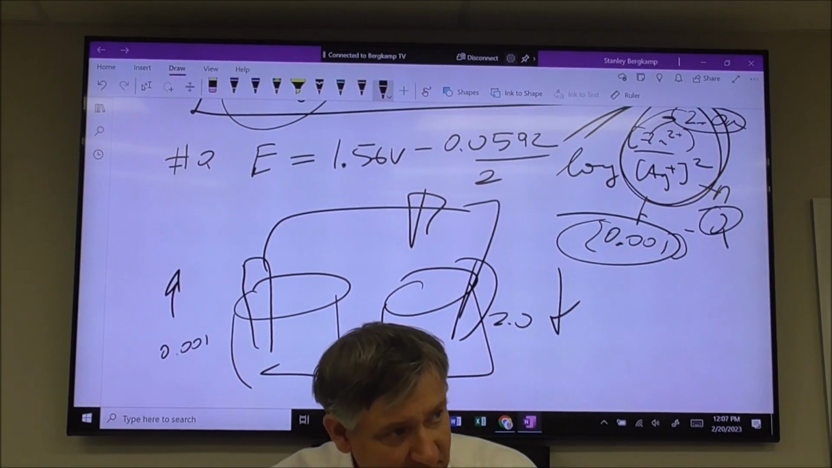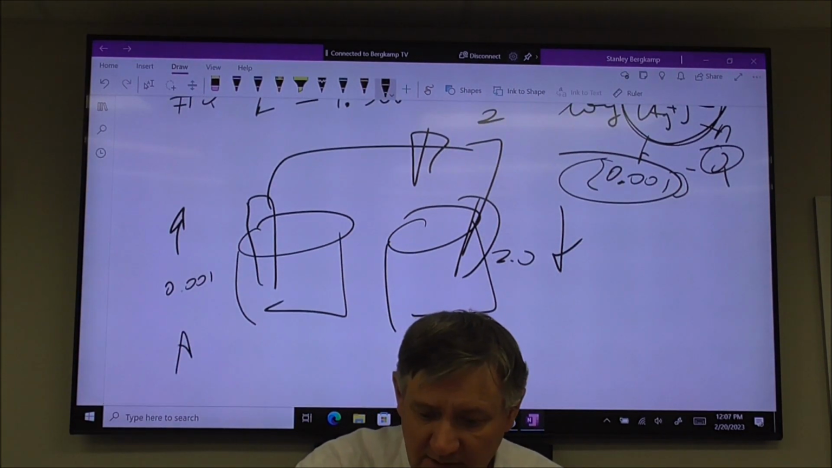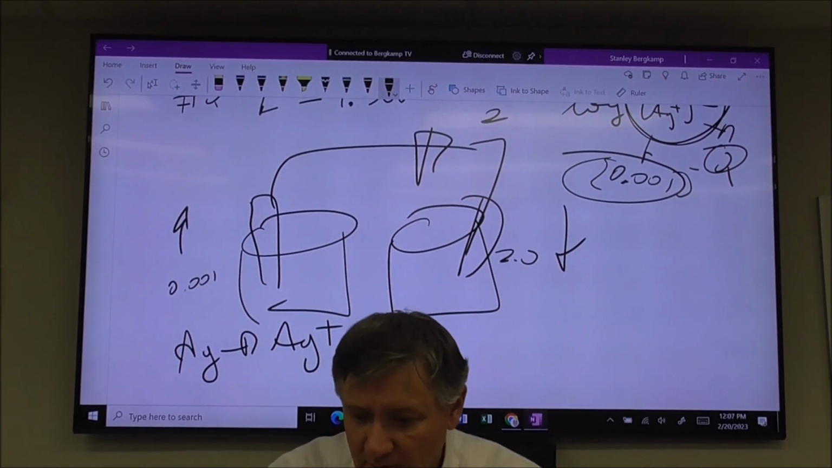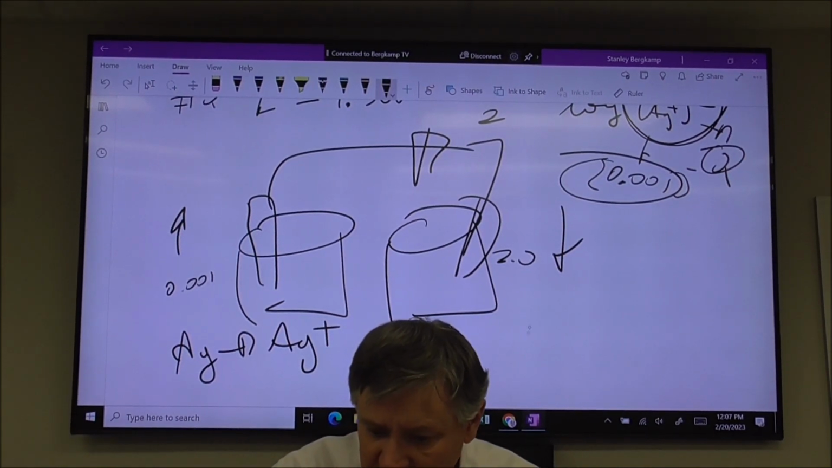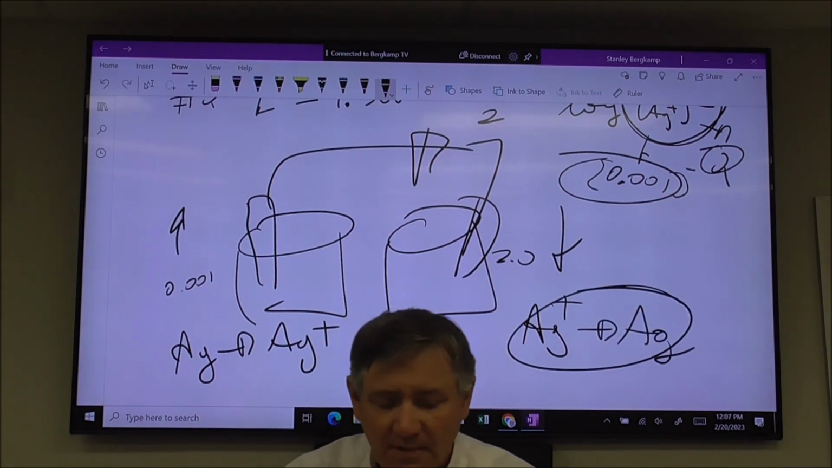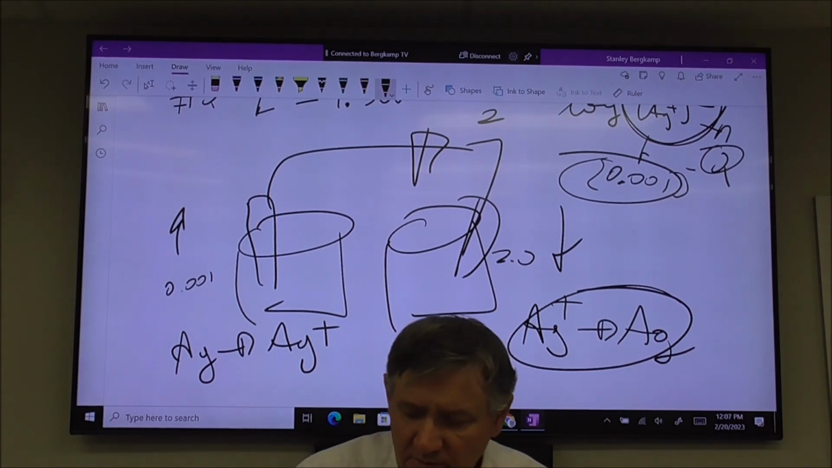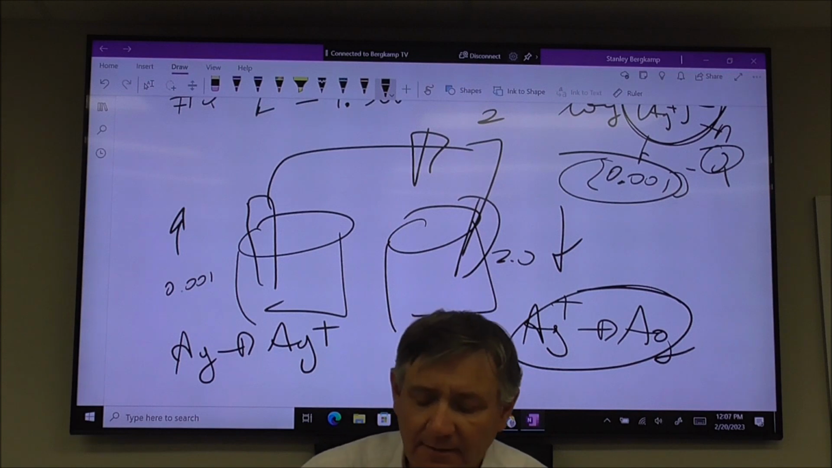Then figure out the mechanism. Oh, I've got to make more ions over here. So that means I've got to take silver and turn that into silver ions. Over here, I've got to decrease this, so I've got to take silver ions over here and change that into elemental silver. Now, when you get to question 6, where you add the hydrochloric acid, okay?